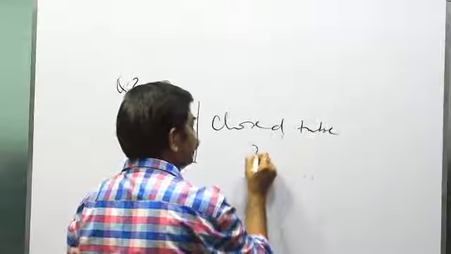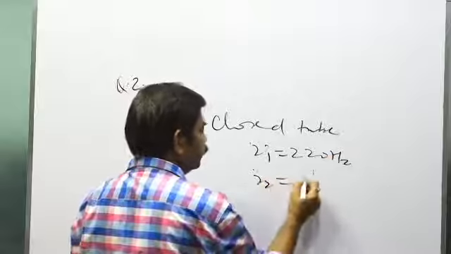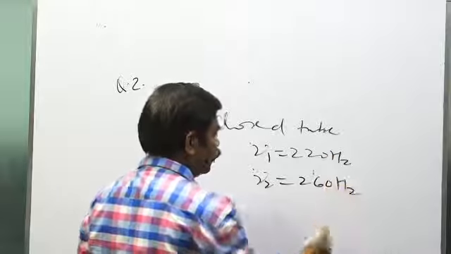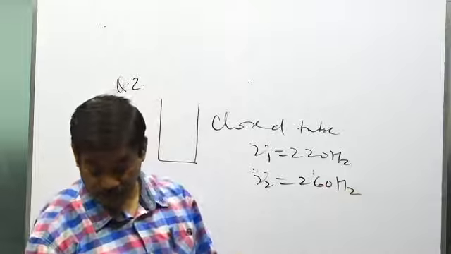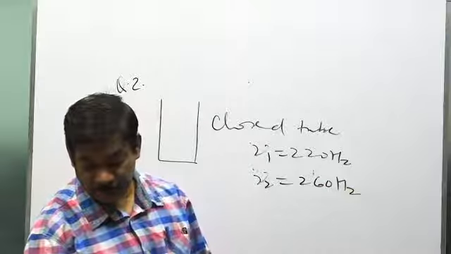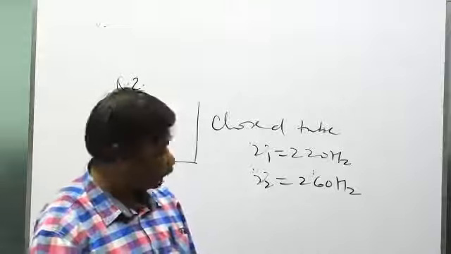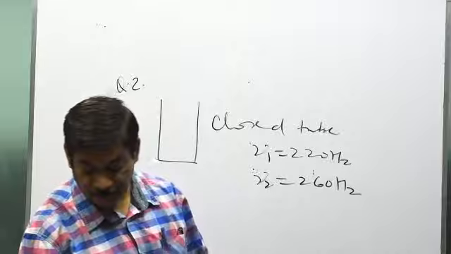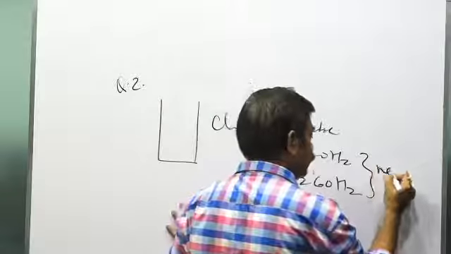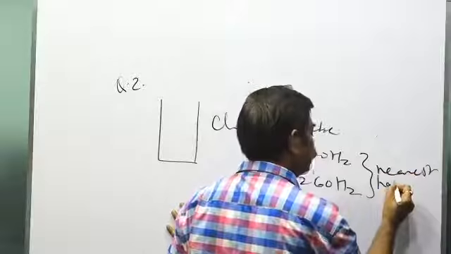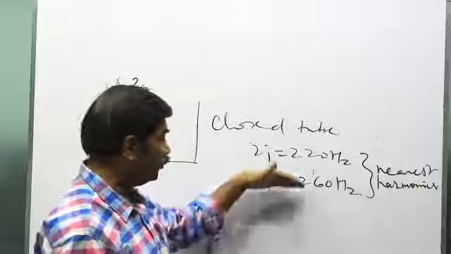harmonics. The frequency of one harmonic is 220 Hertz, and the frequency of another harmonic is 260 Hertz. And they say they are two closest harmonics, the nearest harmonics in the closed pipe. Nearest harmonics means there will be no harmonic in between them.